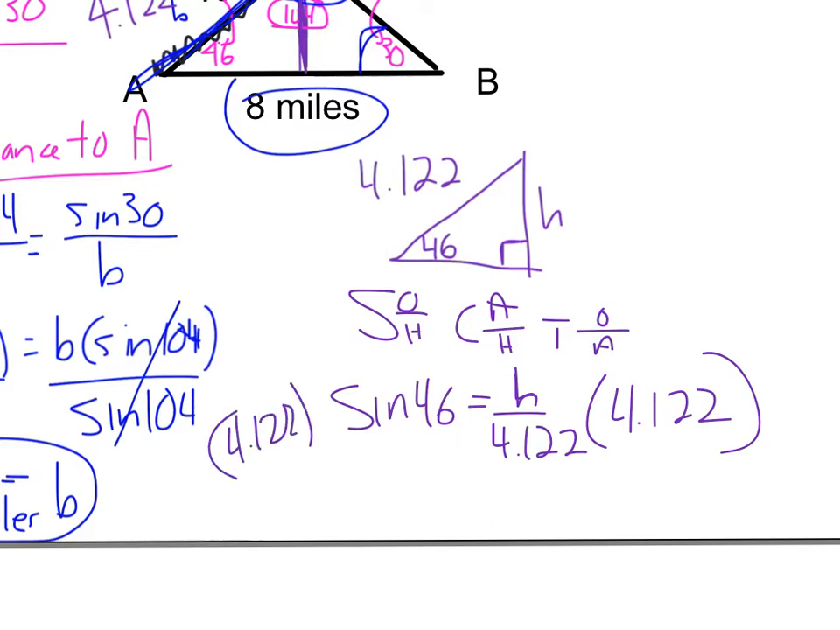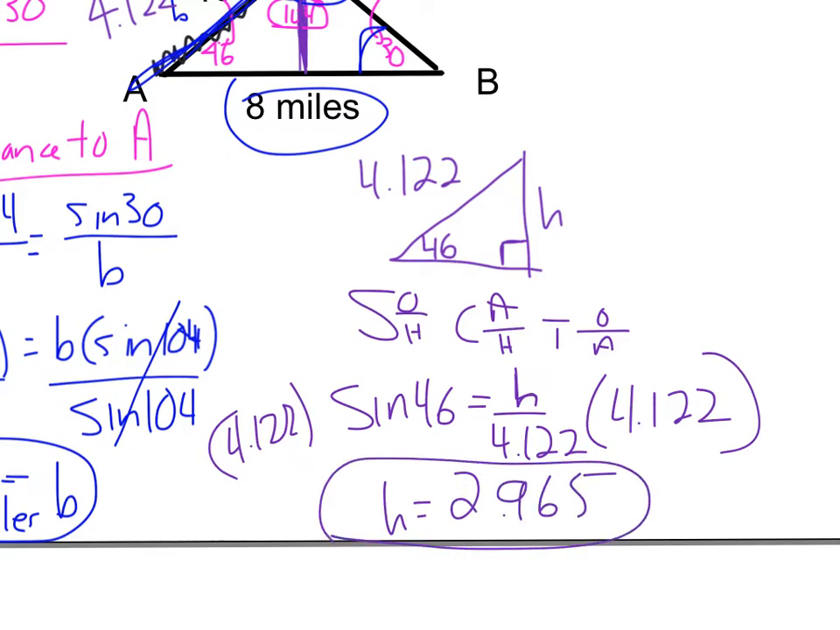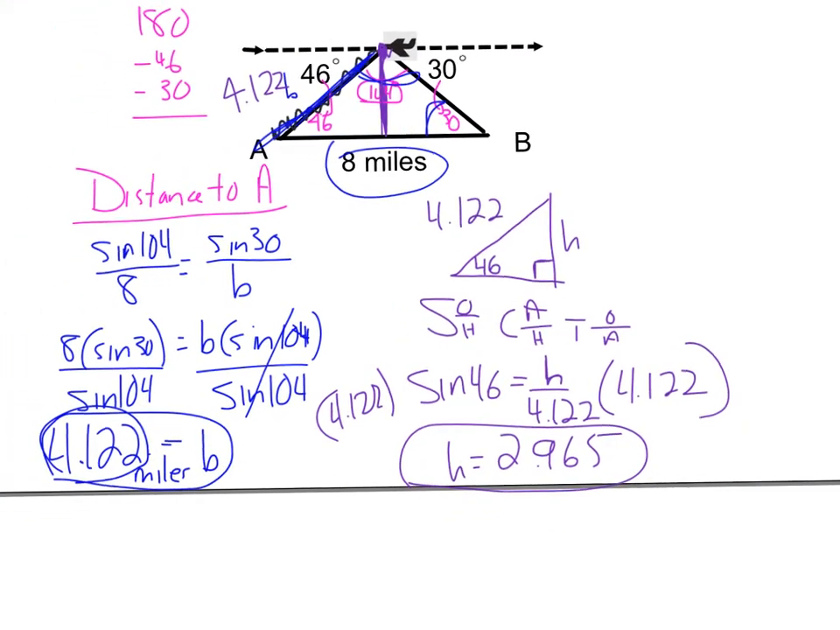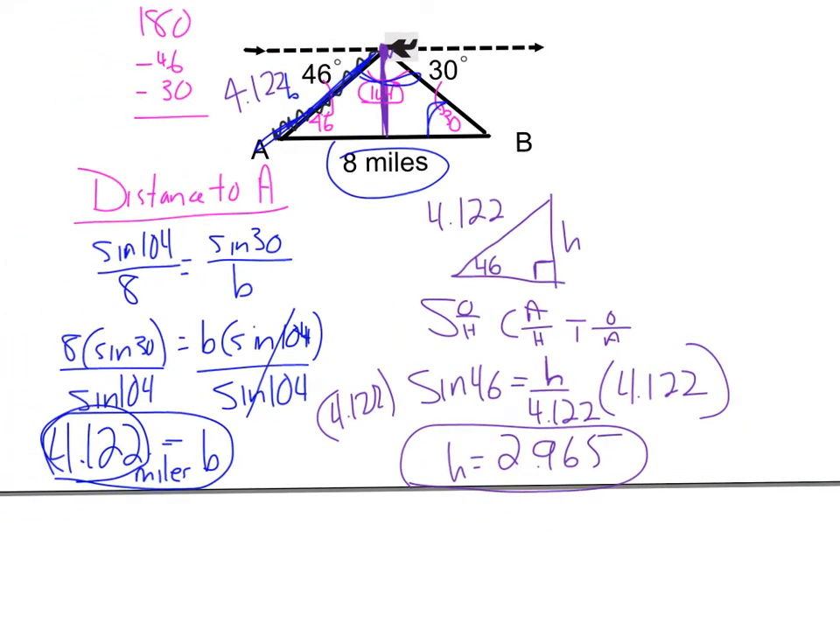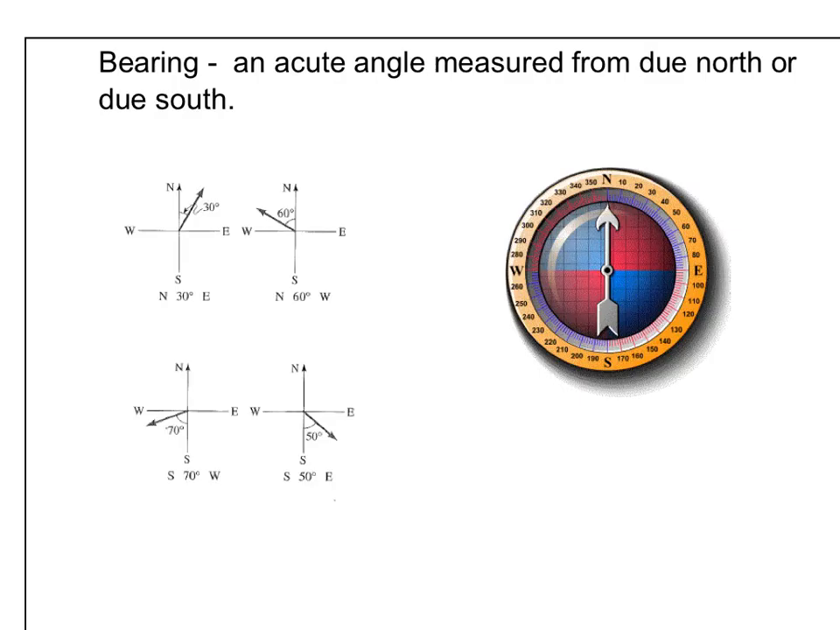So sine of 46 times 4.122, and I get 2.965. That's going to be my answer. So my height, my straight vertical height, is at almost 3 miles in the air. And the distance from A is going to be 4.122 miles. All right, so okay, that one wasn't bad.